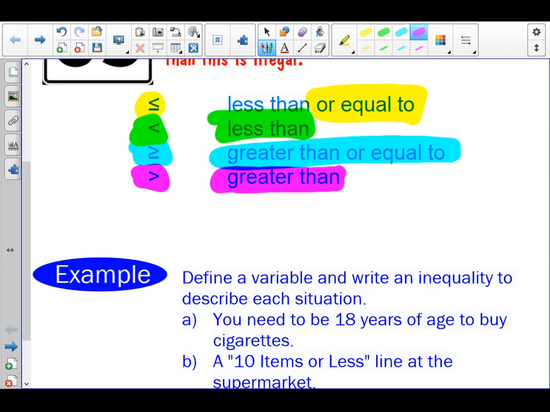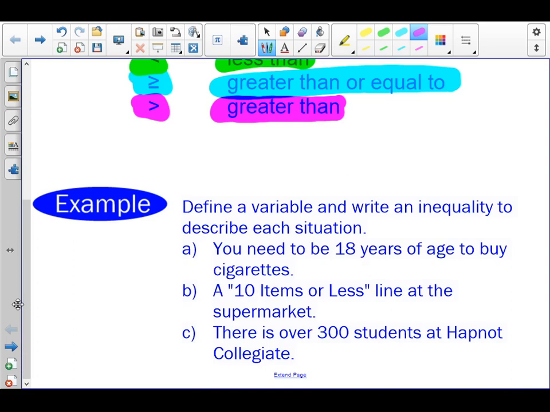Okay. So here are some examples where we are going to define what the variable is, and then we're going to write an inequality to describe each situation. Okay. So the first one is you need to be 18 years of age to buy cigarettes. What's the variable?